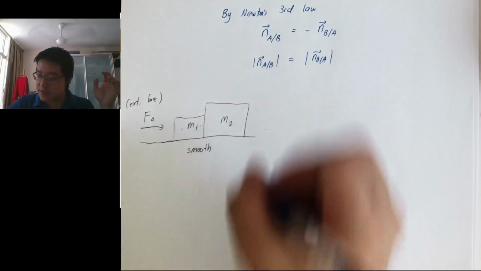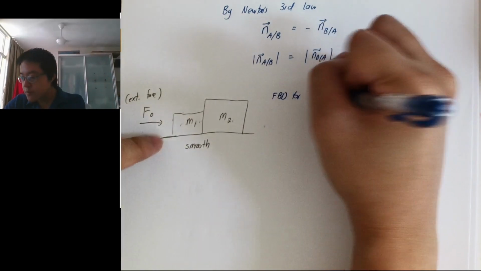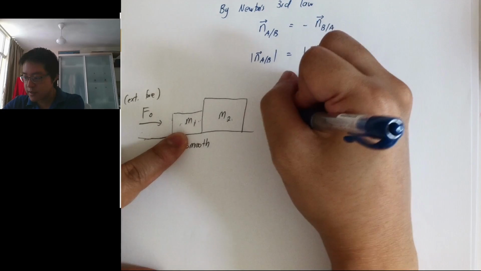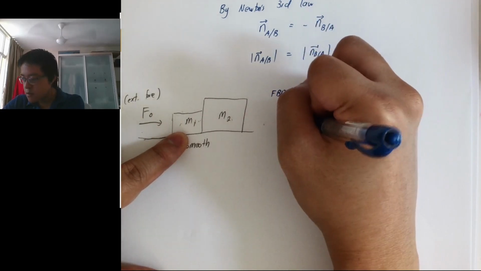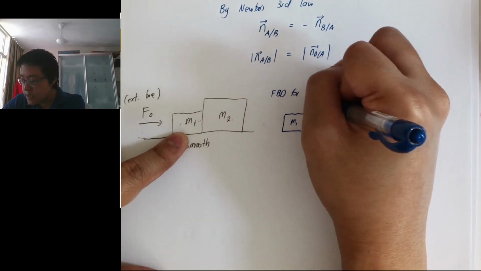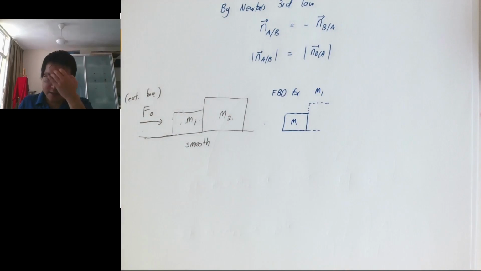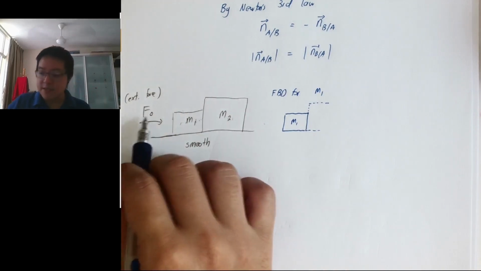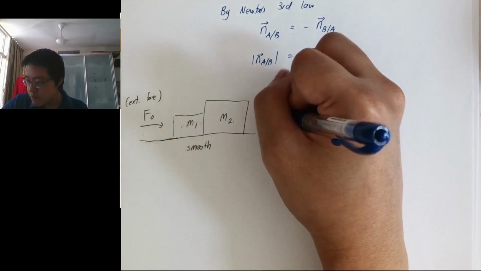So let's try to draw the free body diagram for M1 only. Let's consider the forces acting on M1. M1 is like this. There's M2 over here, but we do not draw it because we're not looking at forces on M2 yet. So what are the forces acting on M1? This is the external force that is exerting on M1. So I have one force here.